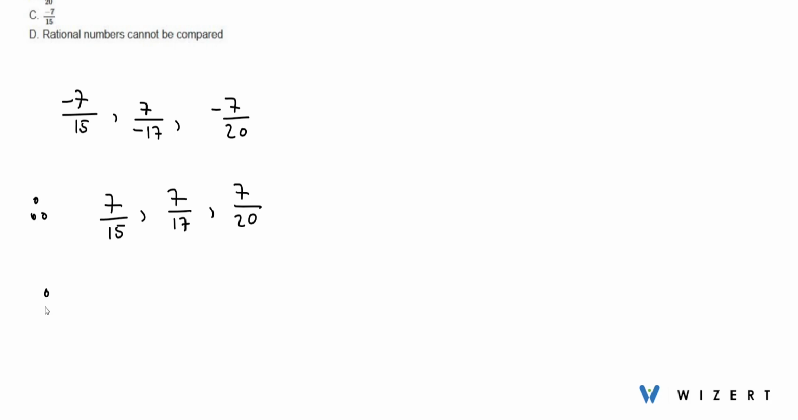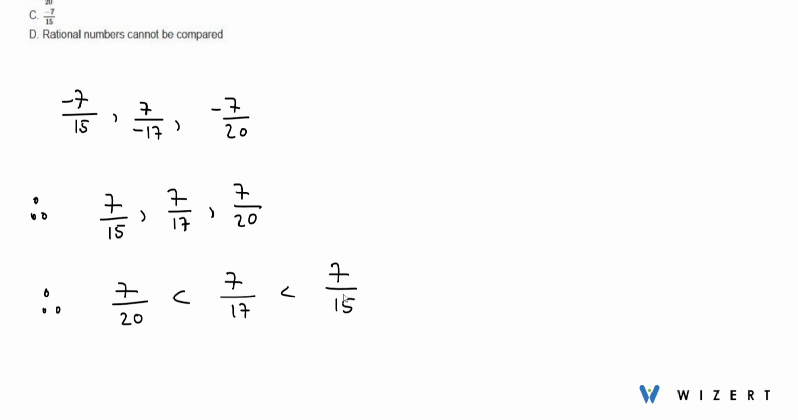So let's arrange the numbers in ascending order. So it will be 7 upon 20, then 7 upon 17, and finally 7 upon 15, right?